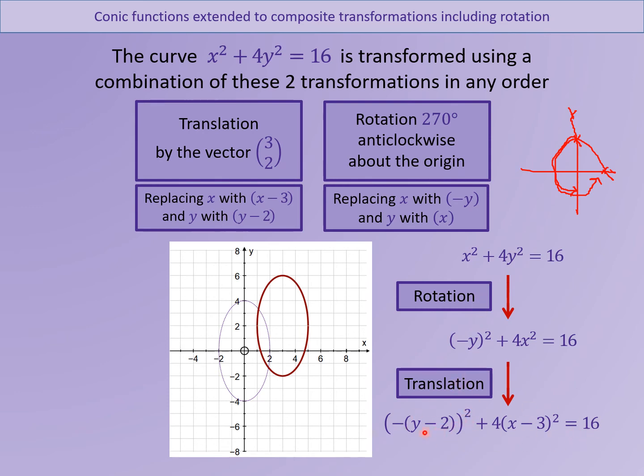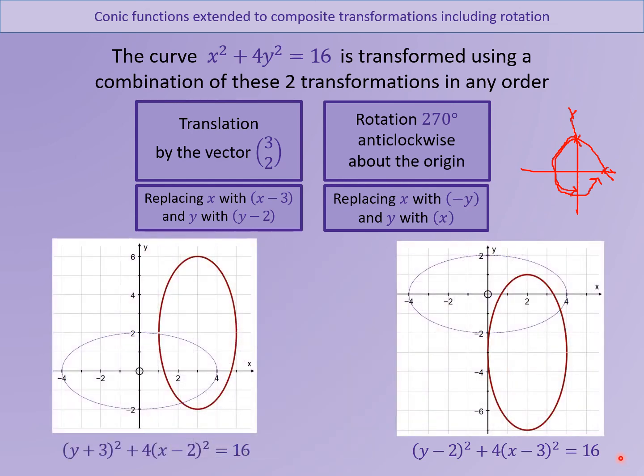Obviously, you could neaten it up slightly. You've got y minus 3 and x minus 2 all squared, and so you end up with that equation at the end. Very well done if you managed to get that. You can see quite clearly that the order matters. You've got different equations. When I say very different, they're not hugely different, but they are different. So it's important to make sure that you get your order correct.